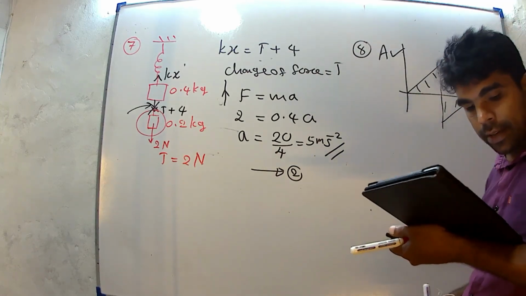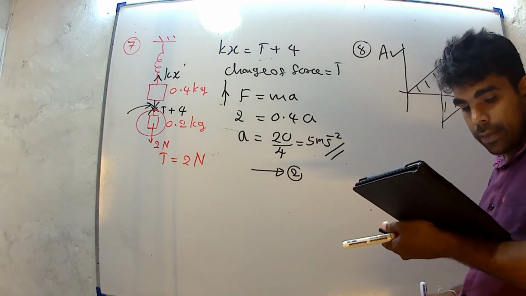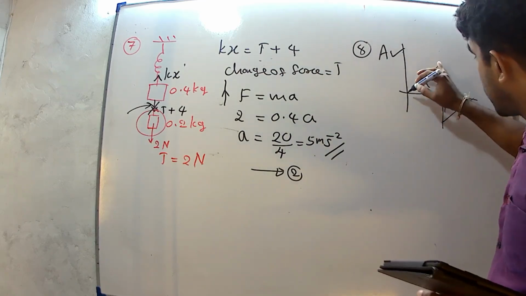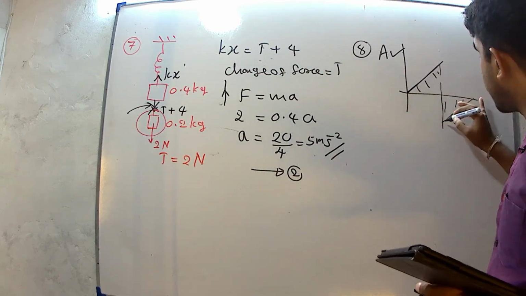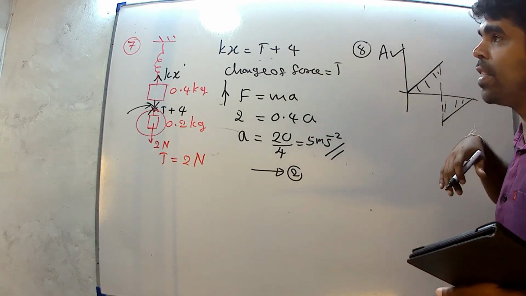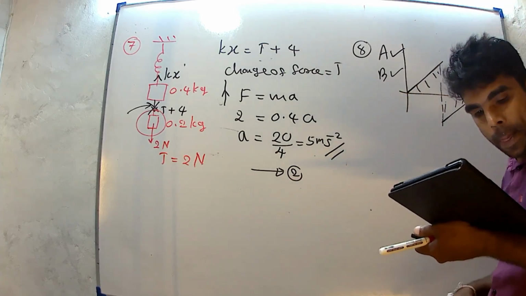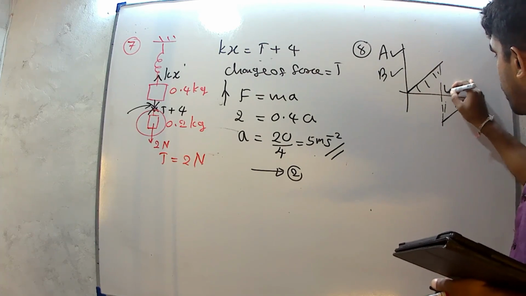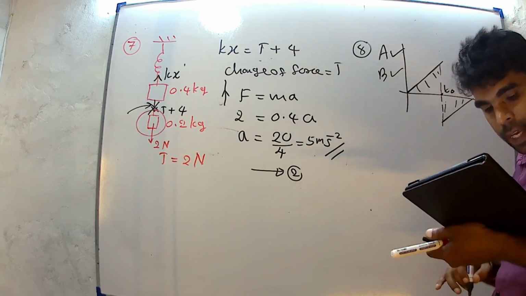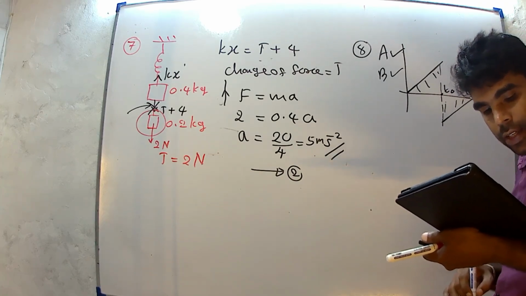A is correct. Acceleration of the particle does not change direction during the motion. Yes, it is also correct. This gradient and this gradient are plus. Gradient of velocity time graph is representing acceleration. Then B also correct. C, at t equals t naught. T naught means this time, this one. The impulse acting on the particle is infinite.